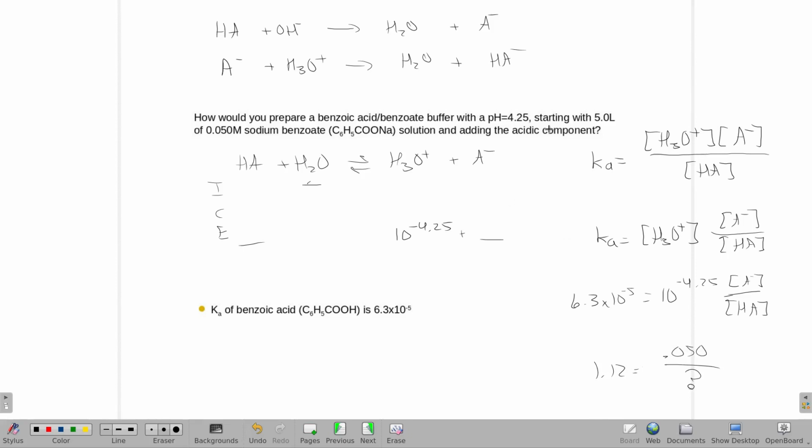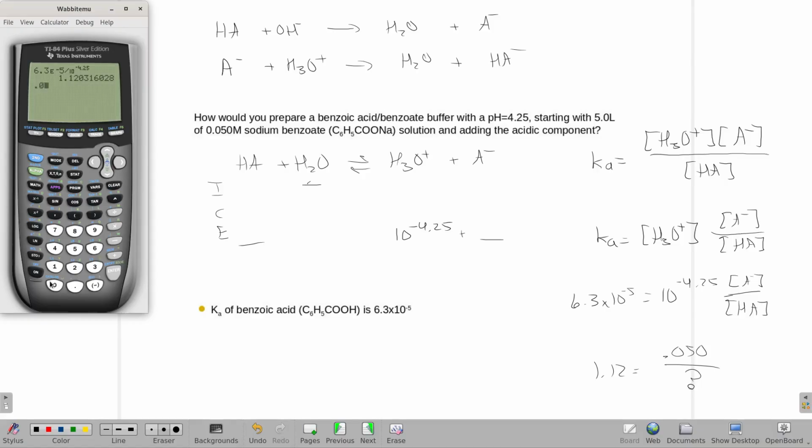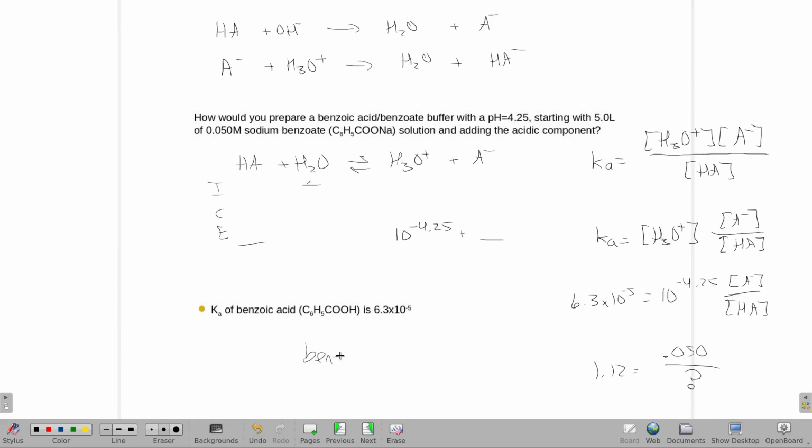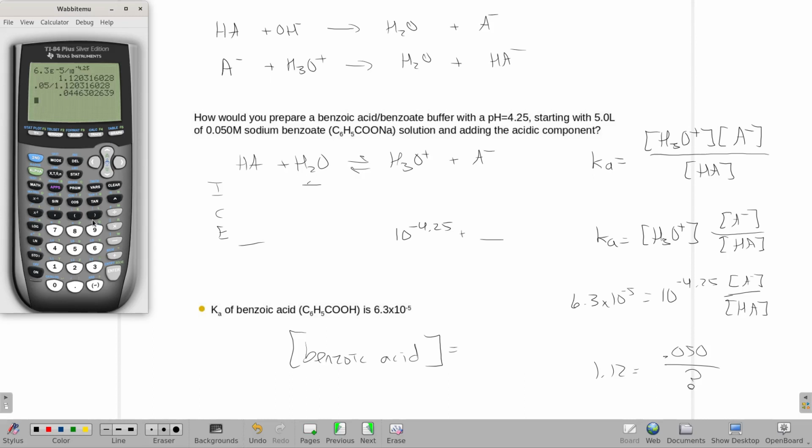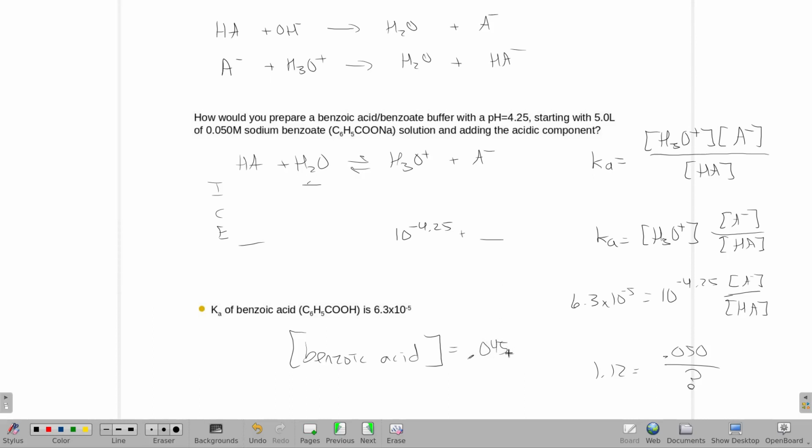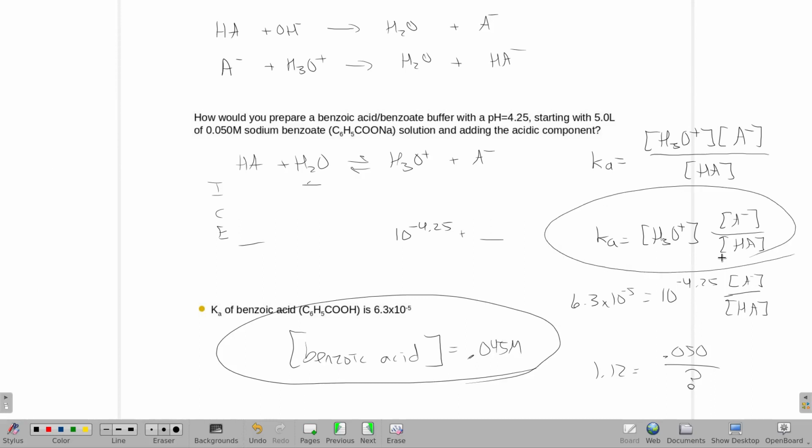And it's not really asking us fully how to prepare it. I'm not even going to use this full 5 liters. I just want to know what the concentration needs to be. So I'm going to take 0.05 and divide it by that answer I just got. And I get that I would want a concentration of benzoic acid, concentration should be, what is that, 0.045? 0.045. But we're going to use that equation there to help us get to buffers, because that will always show that ratio.